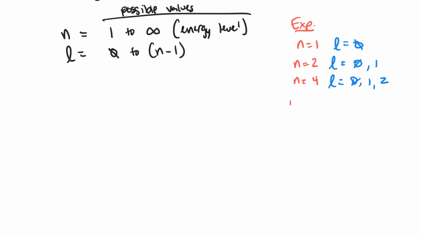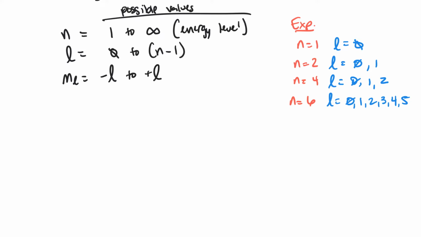Let's get a big number here. Let's just say n is equal to 6, where the possible values for L are 0, 1, 2, 3, 4, and 5. So that's for L. Now let's talk about the possible values for M sub L. The possible values for M sub L are always negative L to positive L. So M sub L is dependent on the values of L.